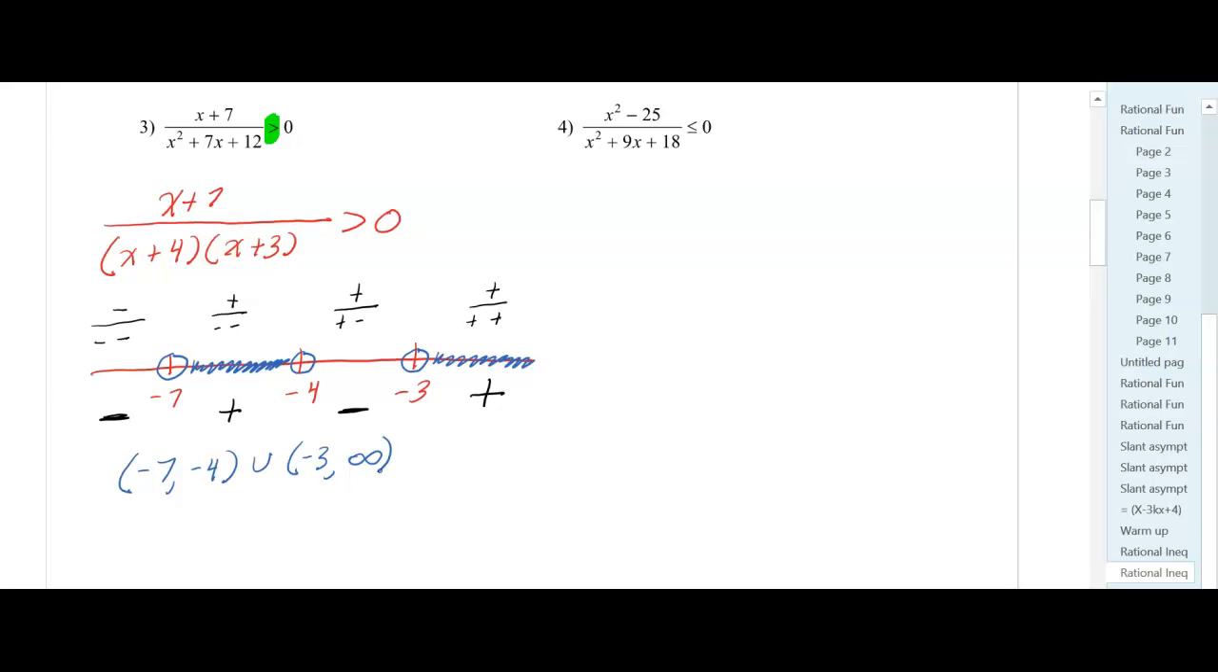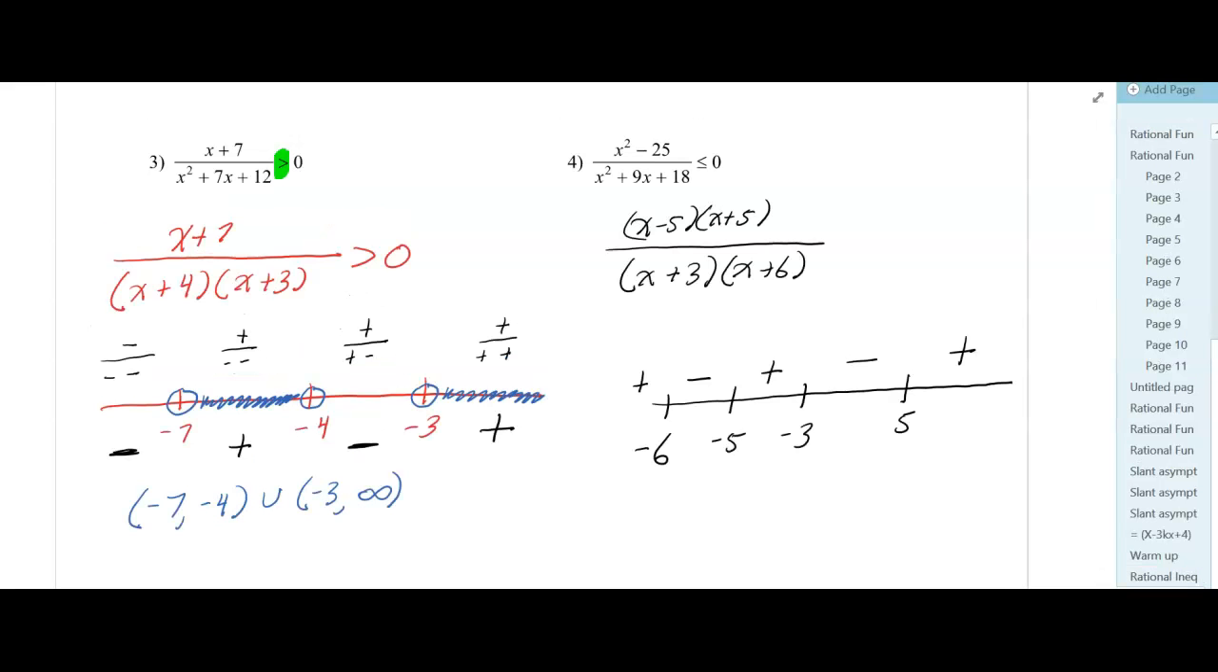Go ahead and try problem number 4. For problem number 4, I did the factoring, and here I want strictly less than or equal to 0. So that means the numerator could be 0 and the denominator cannot be. So we're going to have open circles at -6, -3.